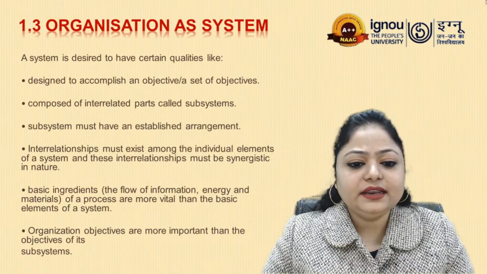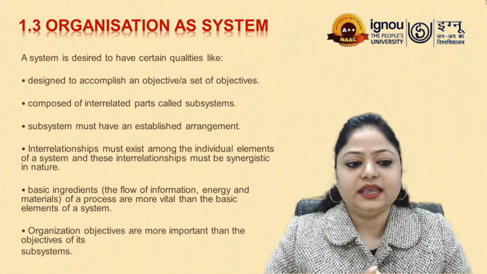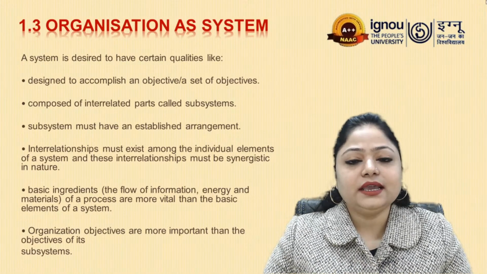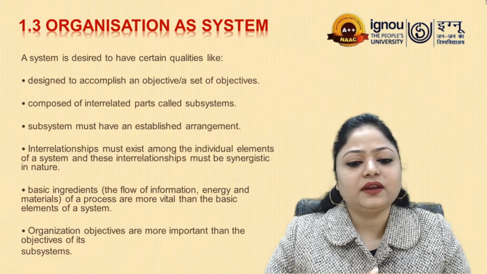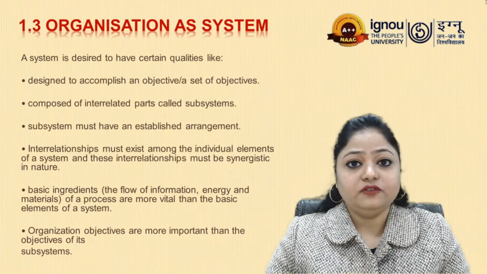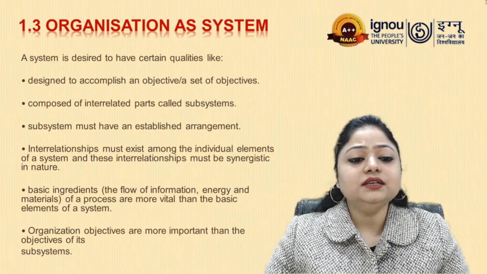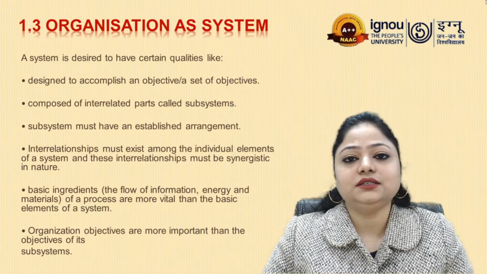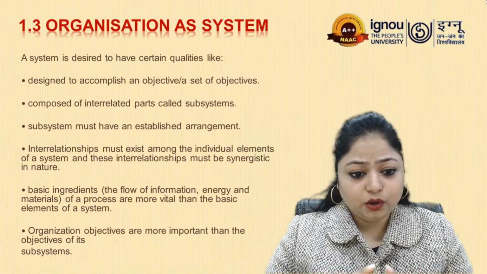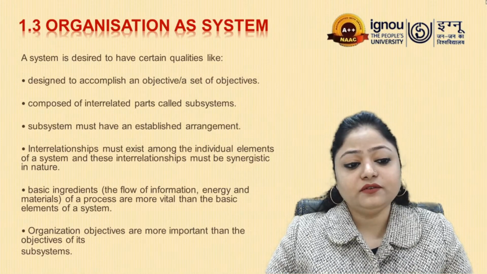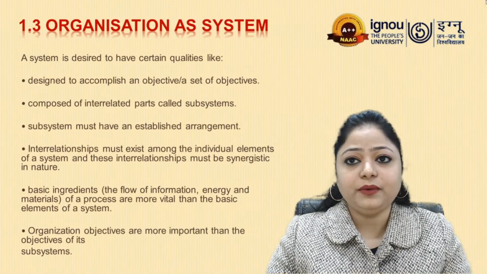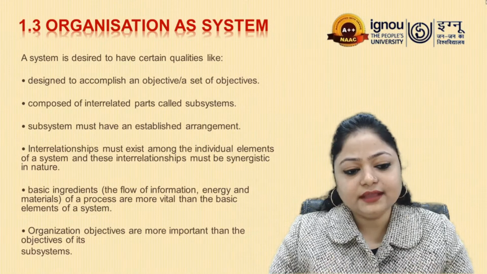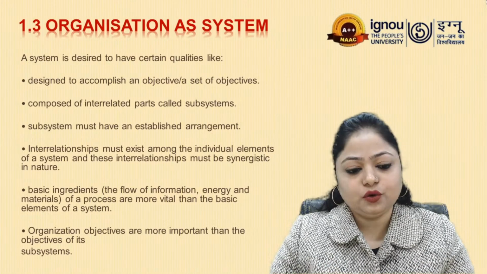Then basic ingredients must be there: the flow of information, energy and material of a process are more vital than the basic elements of a system. So energy, synchronization, material, and the flow of information, the communication, is the virtual or non-tangible part of this entire organizational system, and its objectives are more important than the objectives of its subsystems. So each and every part can have various objectives, but together their objectives should be aligned to be called an organization.